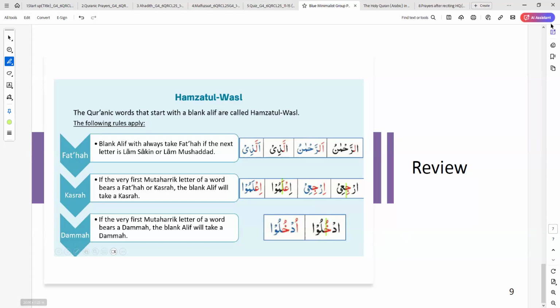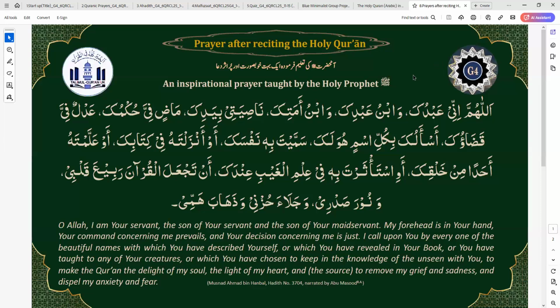And with this, we will move on to our concluding prayer, which we read after reciting the Holy Quran. It is the prayer of the Holy Prophet Sallallahu Alaihi Wasallam. So, can we have a student on mic to read this prayer? Can I request G4737? Could you please unmute yourself? Yes, please start the prayer.